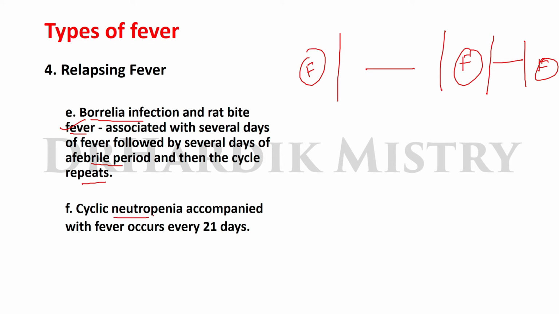In cyclic neutropenia, the accompanying fever occurs every 21 days. So in conditions of cyclic neutropenia, fever occurs at every 21 days. So there are different types of relapsing fever we already covered. The first one is the tertian fever. Second one, quartan fever. Third one, pel-ebstein fever. Fourth one, saddleback fever. Fifth one, Borrelia infection and rat bite fever. And the sixth one, cyclic neutropenia.